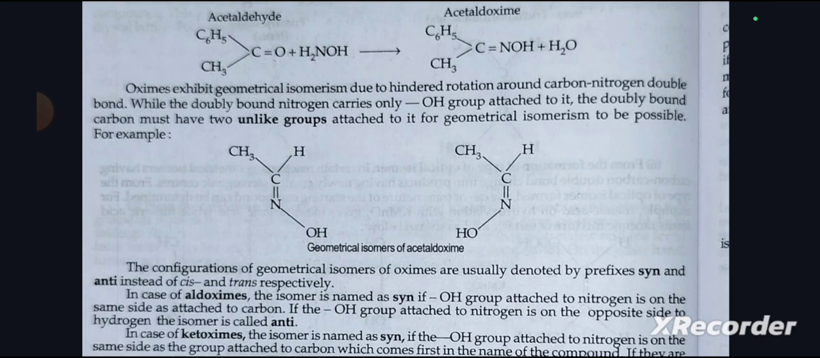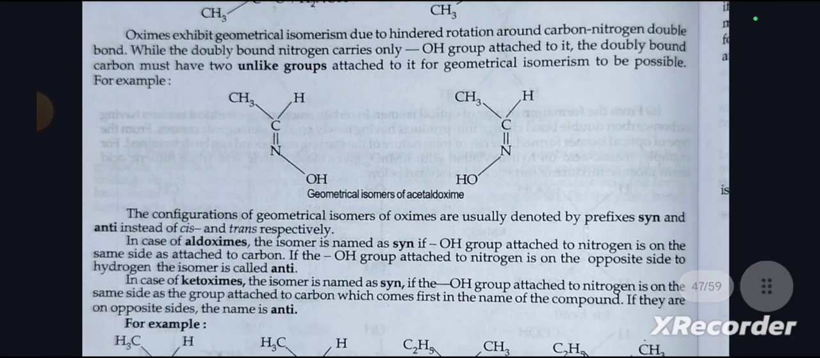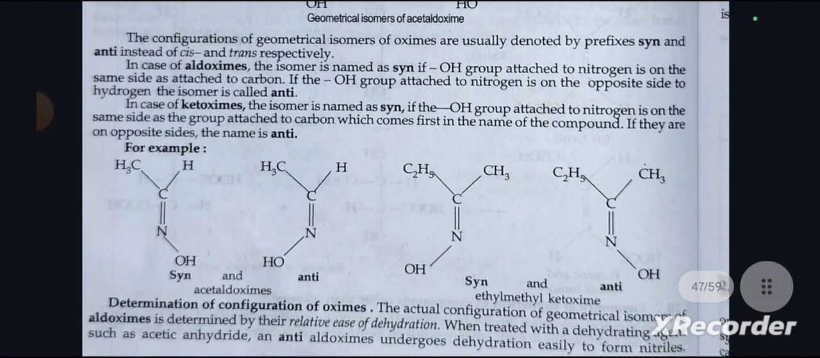Oximes exhibit geometrical isomerism due to hindered rotation around the carbon-nitrogen double bond, while the doubly bound nitrogen carries only an OH group attached to it. The doubly bound carbon must have two unlike groups attached to it for geometrical isomerism to be possible. For example, CH3CH=NOH, geometrical isomers of acetaldoxime. The configurations of geometrical isomers of oximes are usually denoted by prefixes syn and anti instead of cis and trans respectively. In case of aldoximes, the isomer is named syn if the OH group attached to nitrogen is on the same side as hydrogen attached to carbon. If the OH attached to nitrogen is on the opposite side to hydrogen, the isomer is called anti.